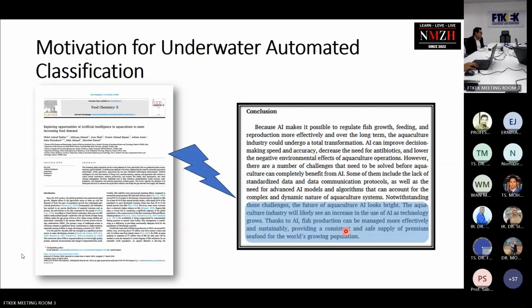Then we'll talk about many things in academia. In this talk, I will try to balance it for domain engineers, data scientists, and all perspectives of listeners. This is the conclusion from that particular paper: I think AI fish production can be managed more efficiently and sustainably, providing a consistent and safe supply. This sparked us to accelerate our speed.